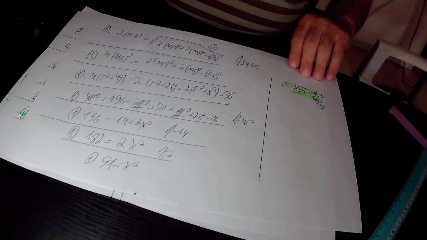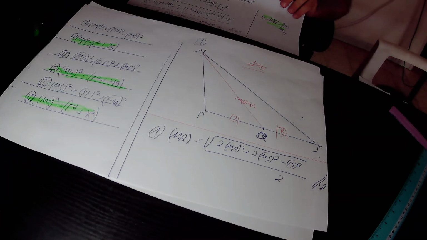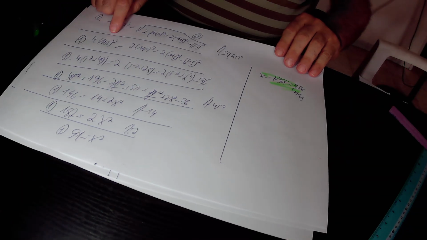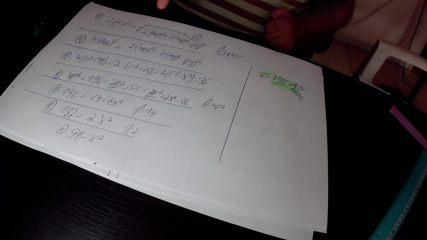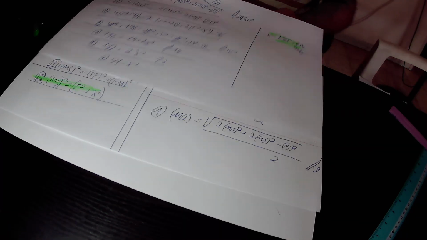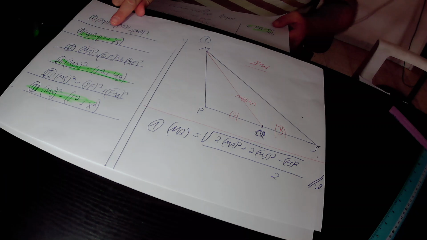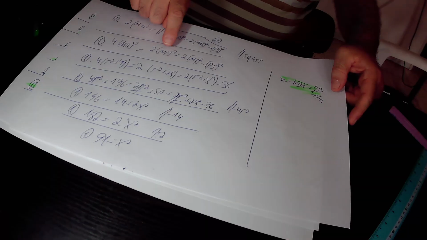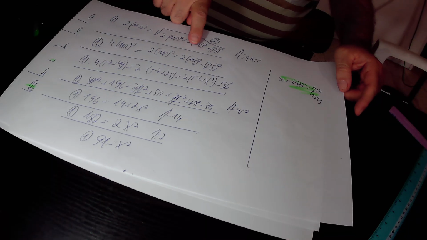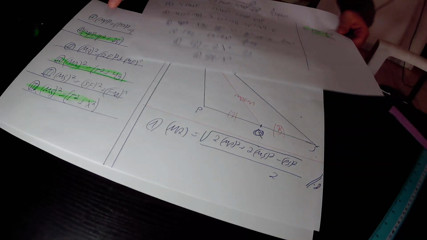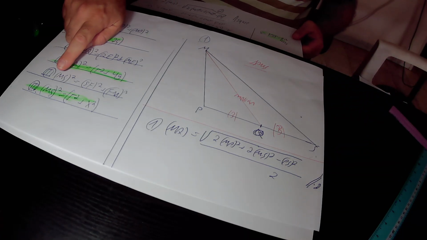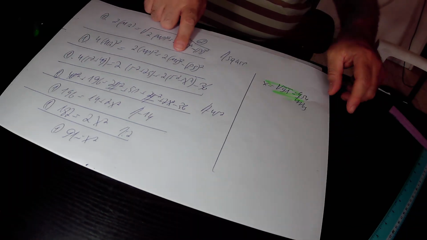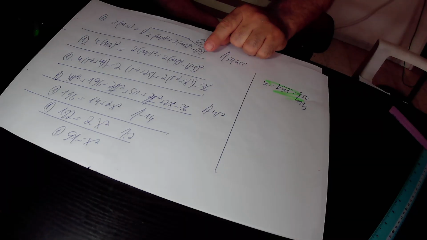We have here 4 times MQ squared. But MQ squared equals R squared plus 49. Therefore, we substitute MQ squared here by R squared plus 49, and we have also 2 times MP squared. But according to equation 1, MP squared equals R squared plus 25. Therefore, we substitute MP squared here by R squared plus 25, and we have also 2 times MS squared. But MS squared, according to equation 3, equals R squared plus X squared. Therefore, we substitute MS squared here by R squared plus X squared, and we have also minus PS squared.